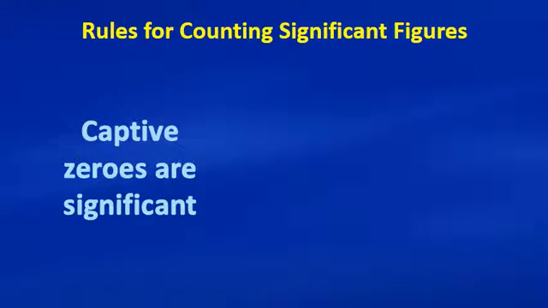Captive zeros are always significant. Another word for this is sandwiched zeros. So in this one we have 3 sig figs. In this one we have, let's see, I'll write that, 3 sig figs. 1, 2, 3, 4, 5 sig figs.